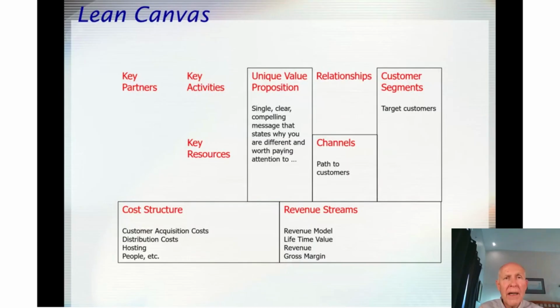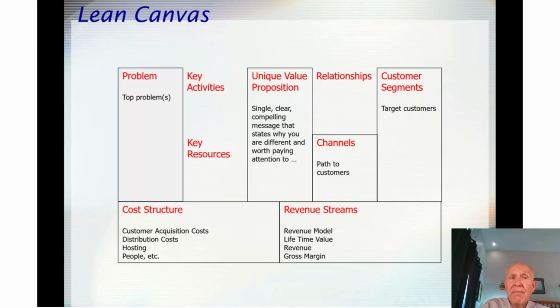So there was a fellow named Ash Maurya, who said, we can take this business model canvas and turn it into something called lean canvas. And why it's called lean canvas, I'll talk about in a moment. And I need to just replace 4 of these boxes with different things.